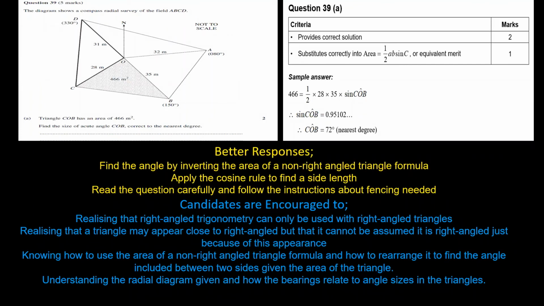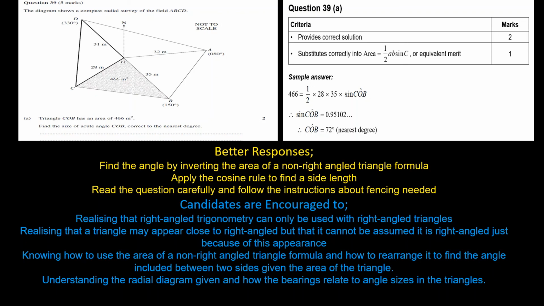I want to emphasise that, in consultation with the chief examiner, they actually highlighted this first triangle and shaded another triangle so students would see the difference between A and B. In better responses, students found the angle by inverting the area of a non-right angle triangle formula. They applied the cosine rule to find a side length. They read the question carefully and followed the instructions about fencing needed and retrieved a result.